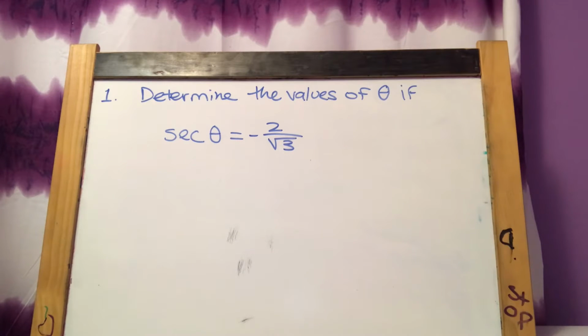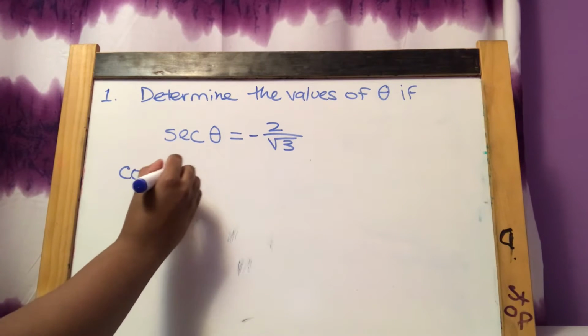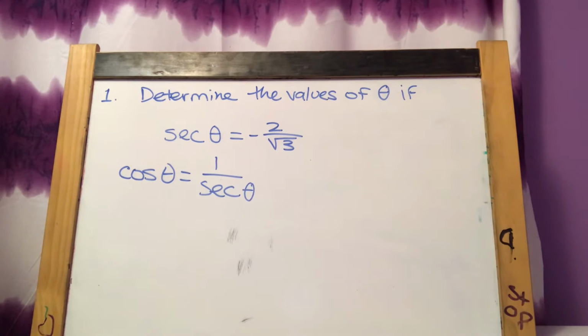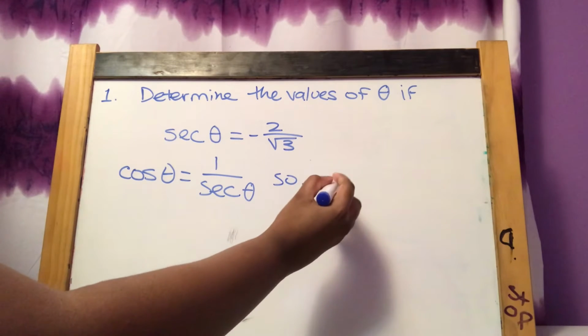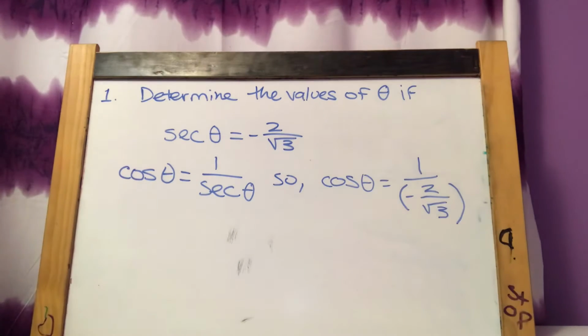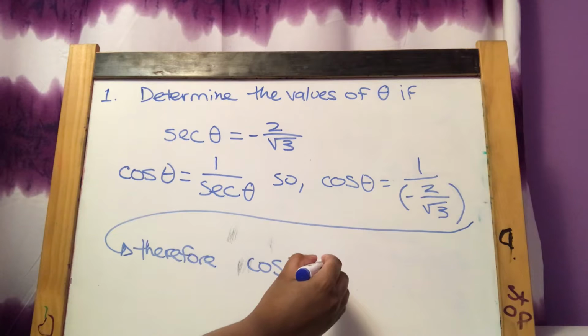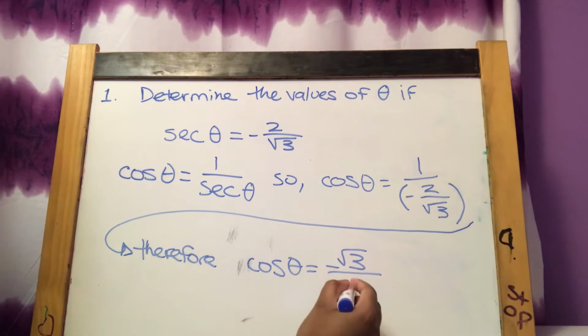Okay, so for the first question, it says to determine the values of the angle if secant equals the ratio of -2 over square root of 3. And since I know that cosine equals 1 over secant, because of the reciprocal, that would mean that cosine would just equal -2 over square root of 3. And therefore, cosine would equal negative square root of 3 over 2 since it's just flipped over.